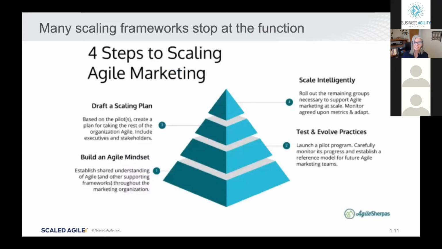The other thing that I see are things like this. So this is Agile Sherpas. They're a well-respected organization, and they have their own scaling framework, which again is helpful when you're thinking about the function, but it's not necessarily helpful when you're thinking about how to connect these different functions together.